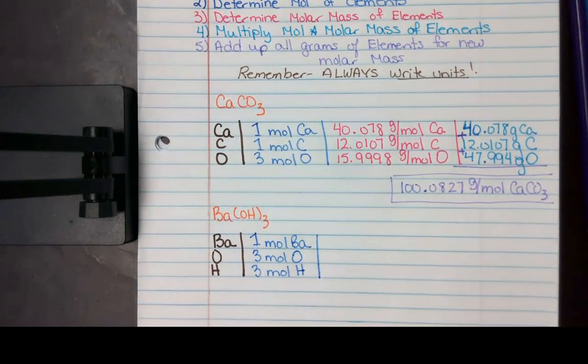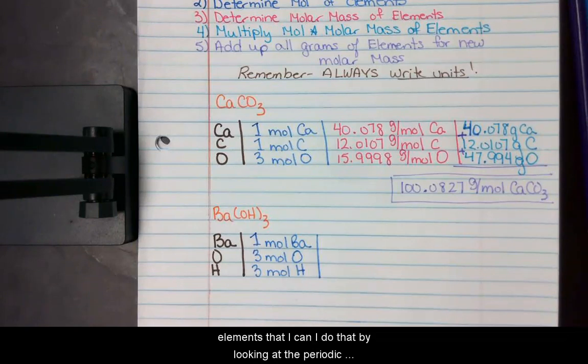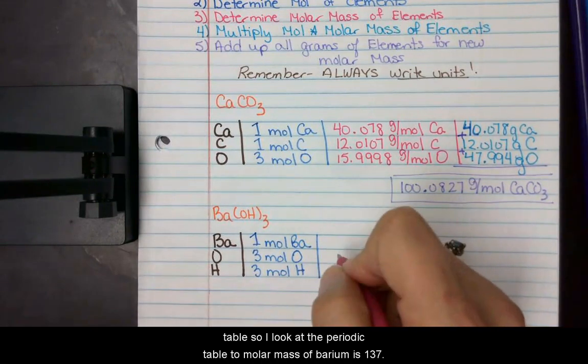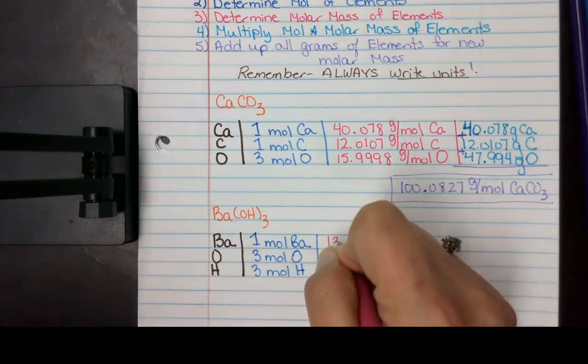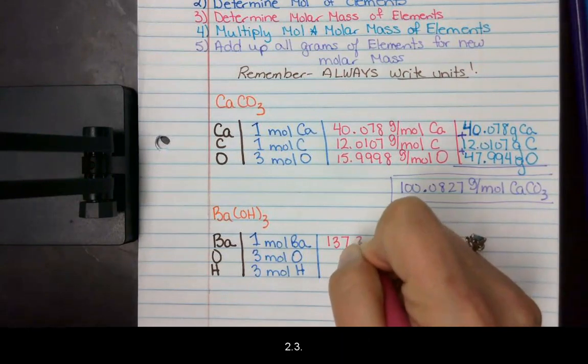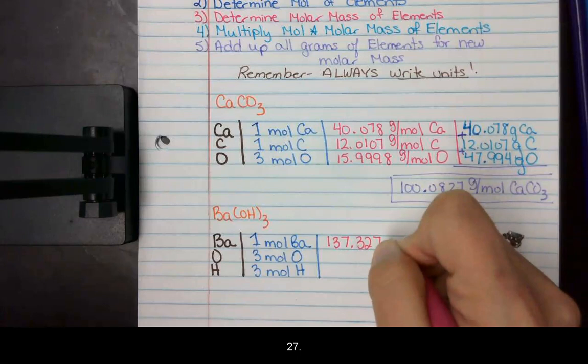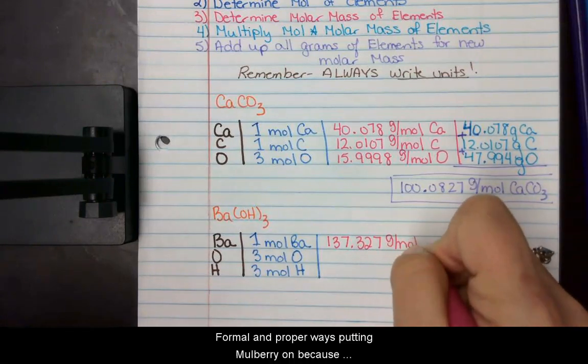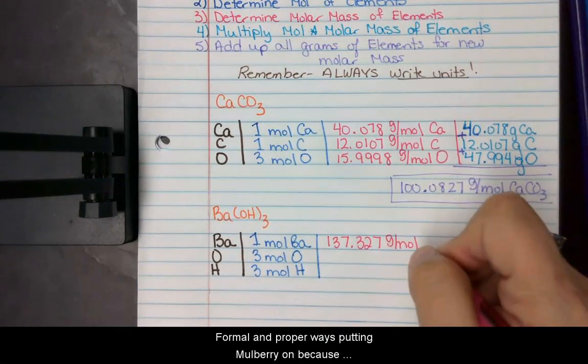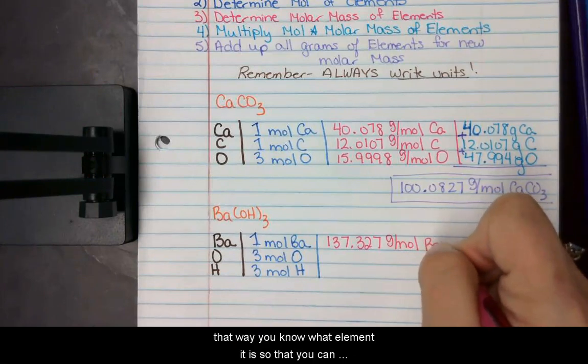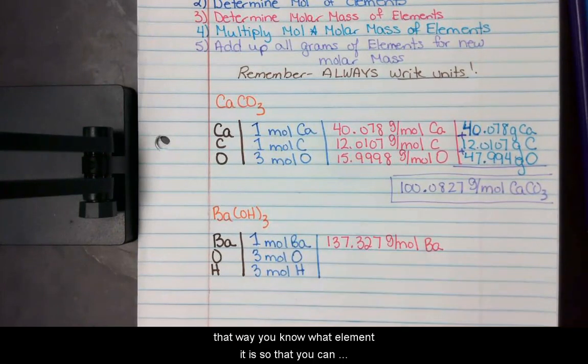The next step is to find the molar mass of the elements. And again, I do that by looking at the periodic table. The molar mass of barium is 137.327 grams per mole. And the most proper way is putting mole barium, because that way you know what element it is, so that you can always match exactly what you're doing.